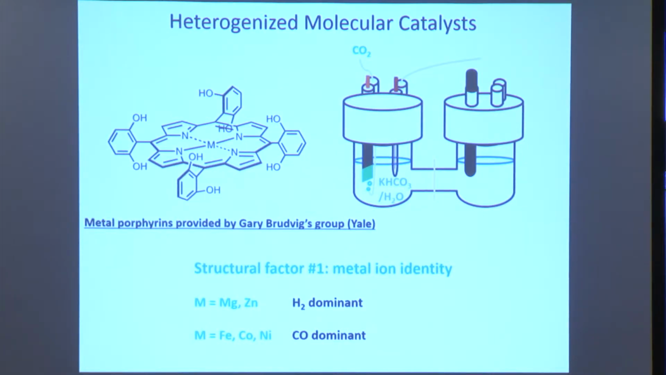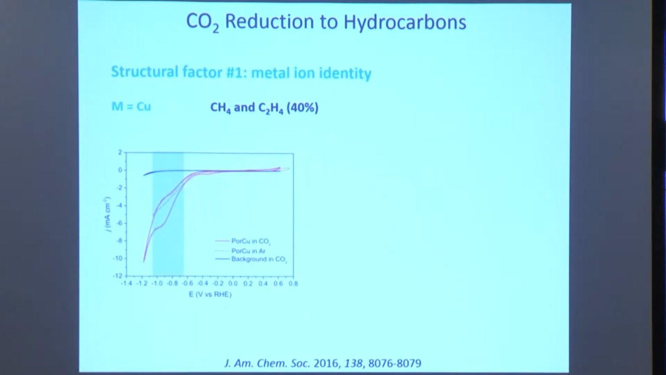So that is the major product, and this is pretty much consistent with what is seen, for example, in homogeneous catalysis in organic solvent. Okay. Then we went to a different metal ion, which is copper. It's quite interesting that with copper as the metal ion, we start to see something different: we actually saw some hydrocarbons, methane and then ethylene, up to 40% Faradaic efficiency.